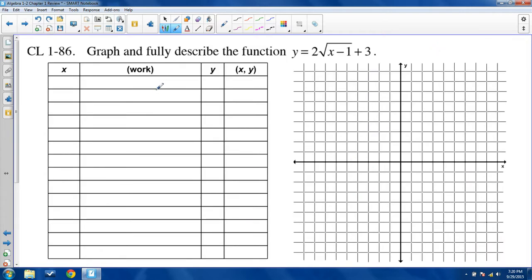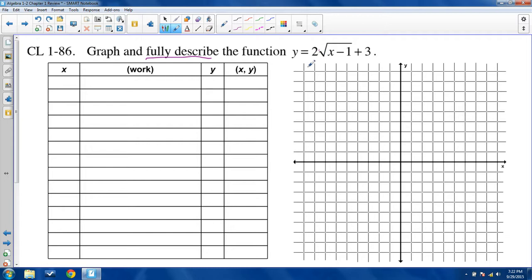Okay, 86. This is probably the biggest, baddest, hardest one in this whole thing. Graph and fully describe the function y equals 2 times the square root of x minus 1 plus 3. Okay, now in terms of fully describing it, there are a couple things that you want to mention for this thing. Now, this is a square root function, so it doesn't really have a vertex, but it does have a starting point. You want to describe, first of all, what kind of graph it is. It's a square root graph.